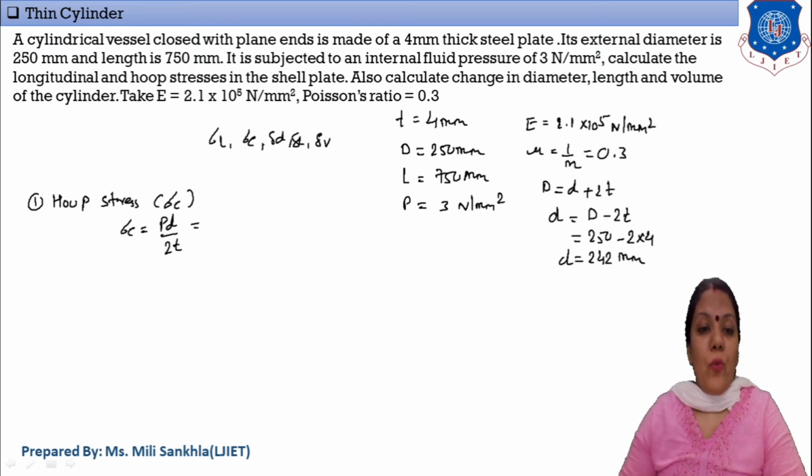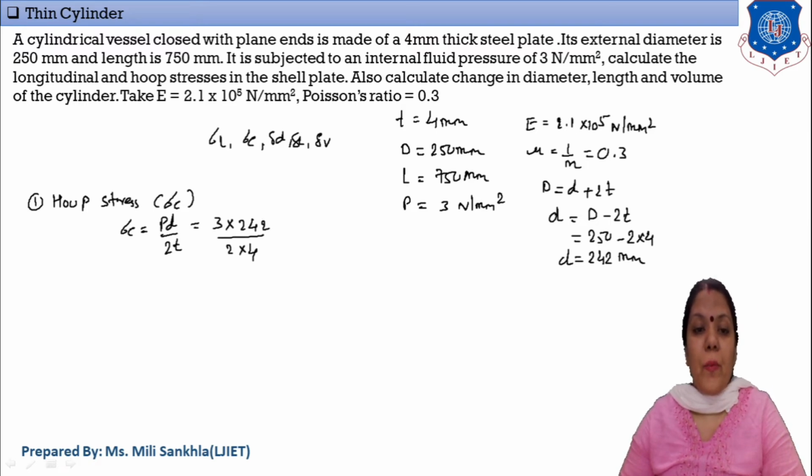Now put the values. P is given in this data as 3 and internal diameter is 242, divided by 2 and thickness is 4 mm, and my answer sigma C is 90.75 Newton per mm square.